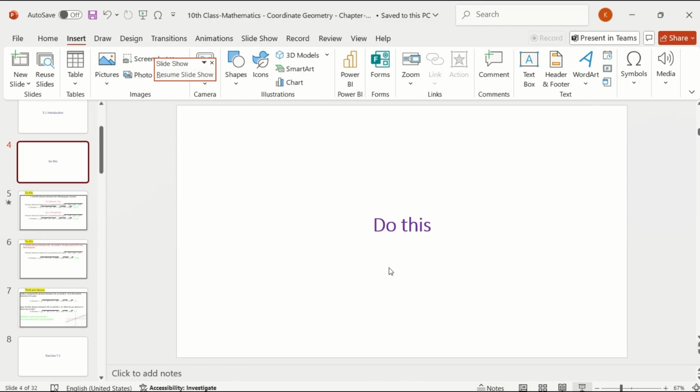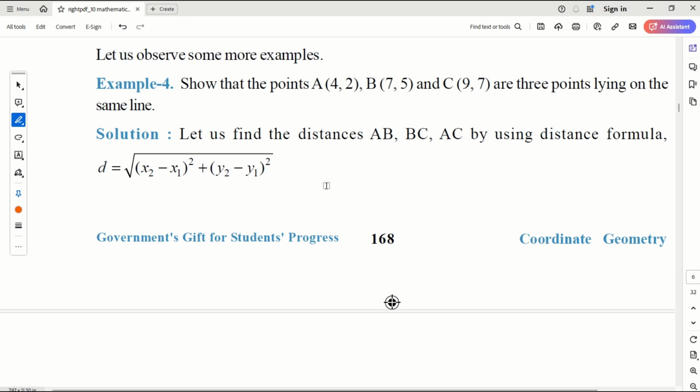So the next one. Let's do some more examples, and this will give you a variety of problems with respect to distance calculation. Okay. Show that the points A (4, 2), B (7, 5), and C (9, 7) are 3 points lying on the same line. Okay. What we know is only the distance formula as of now.